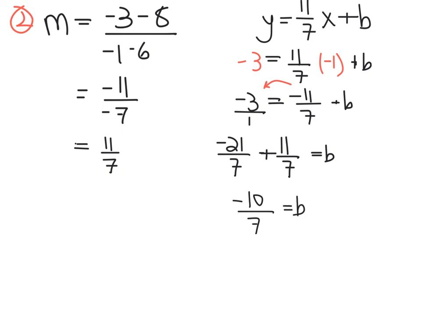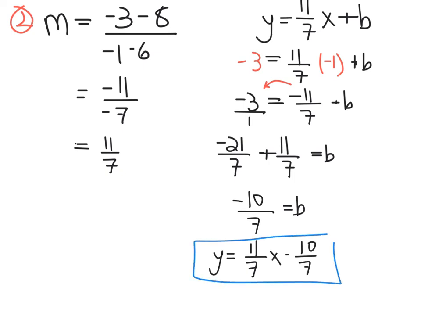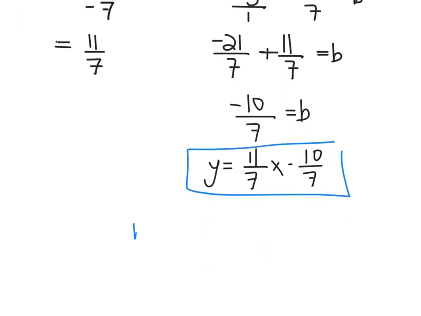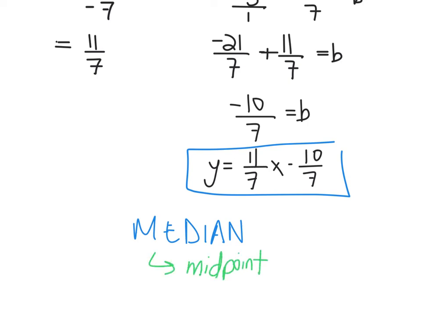Okay, now we can put it all together. Y equals 11 over 7x minus 10 over 7. And there it is. Now, what you should be thinking for median is midpoint. That's all. Midpoint and vertex. Okay, so just like with the perpendicular bisector, it's all in the name. If you can just connect the name to what you need to find, you are great.